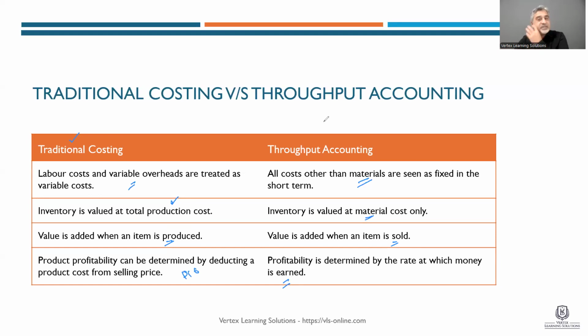So these are some basic differences in traditional costing versus throughput accounting. And then, of course, in the next session, we are going to learn something very important, which is throughput accounting ratio, TPAR, and we'll see how it works. I mean, how to calculate it and how it adds into profitability of an organization.